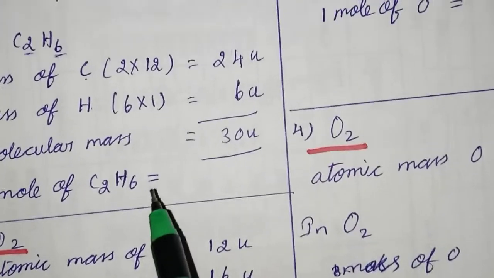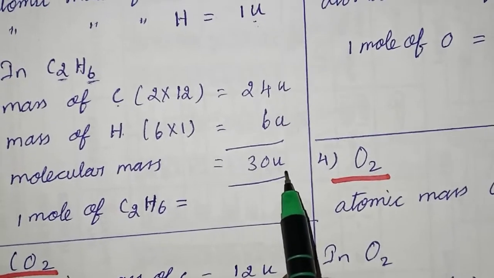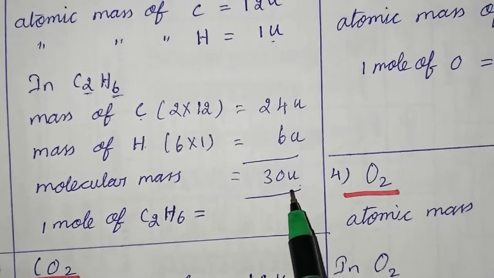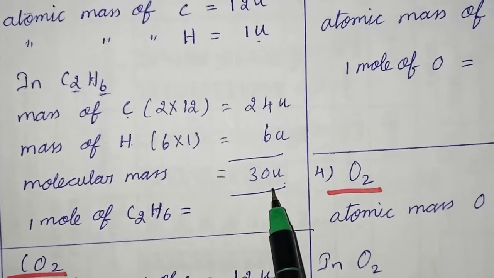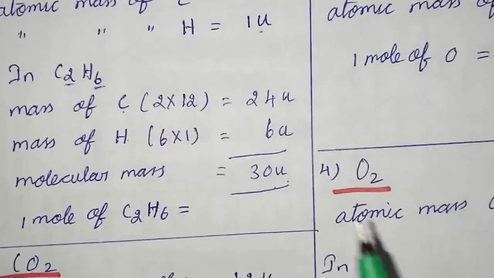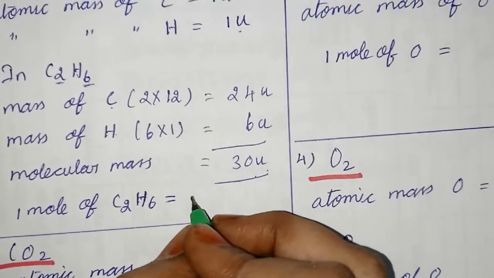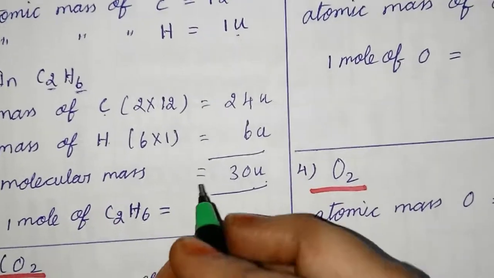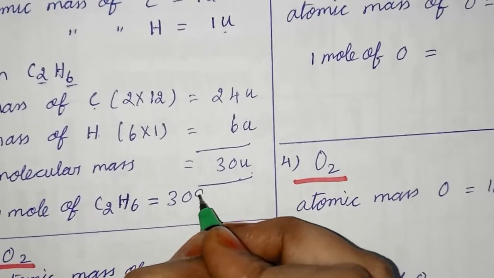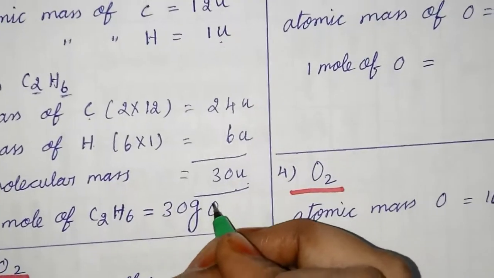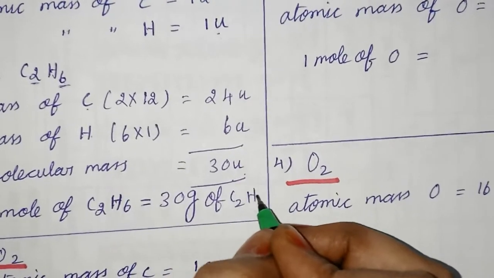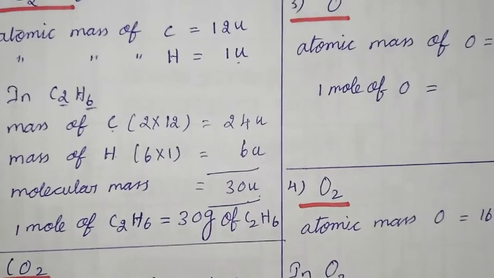As per the definition, 1 mole of molecule is equal to molecular mass in grams. So we found the molecular mass, that is 30U. We convert the molecular mass into grams, which is known as molar mass. So 1 mole of C2H6 is equal to 30 grams of C2H6.